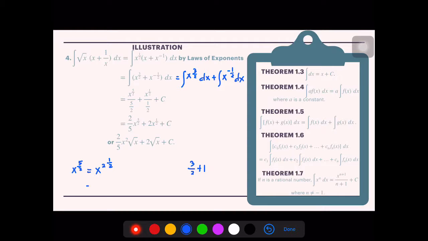Notice that 2 and 1/2 is the same thing as 2 plus 1/2. So by law of exponent, this is the same thing as x squared times x to the power of 1/2. As discussed earlier, when we are to add exponents, we are actually multiplying with the same bases. And yes, x to the 1/2 is the same thing as square root of x. So there you go.